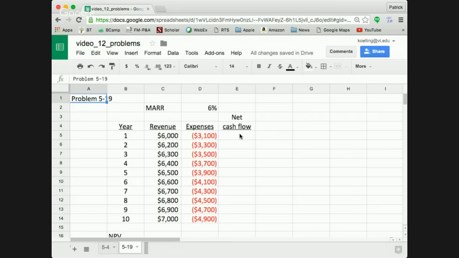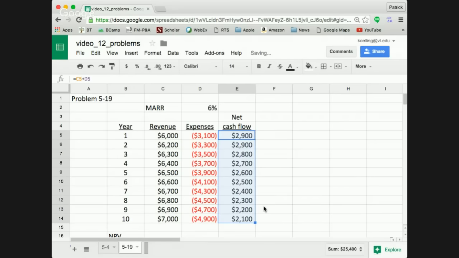So I've added a column here of net cash flow because in order to solve this problem, we want to look at the net cash flow. That's what's really important. So I will create that by adding those two columns together. There's our net cash flow each year for the 10 years. And you can see that it exhibits some of the gradient properties here. The first 2 years are the same because the change in the revenue starts out at 200 and then moves to 100. But other than that, it's a nice gradient amount.